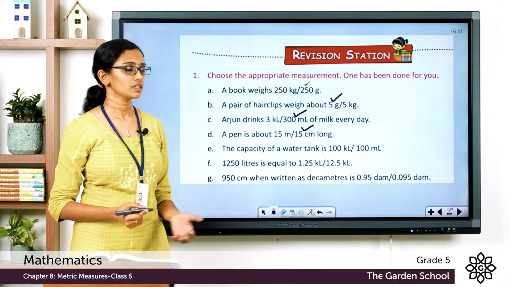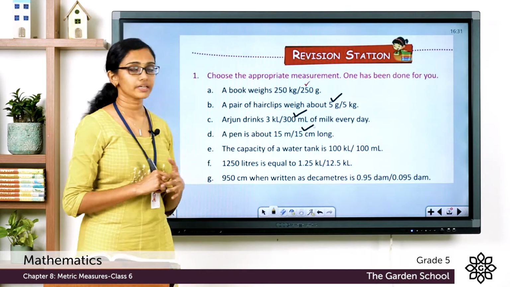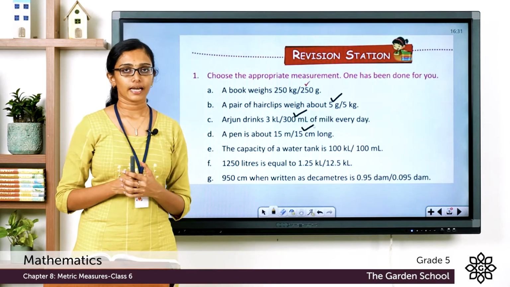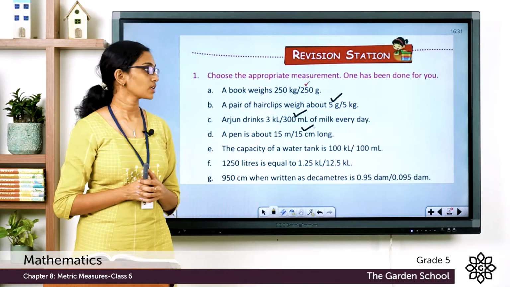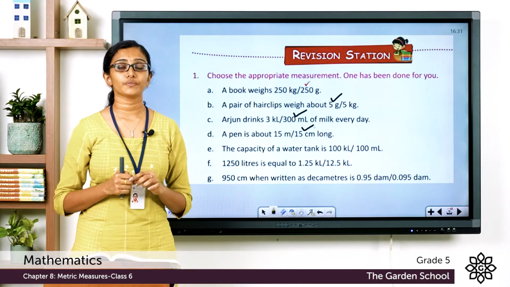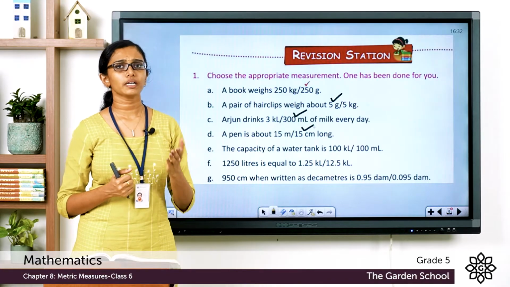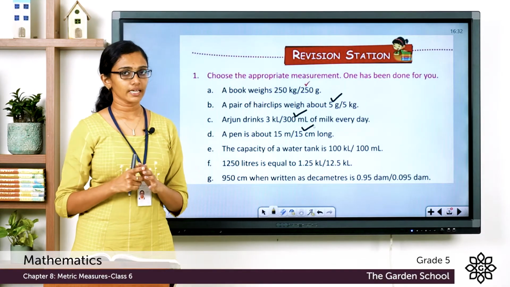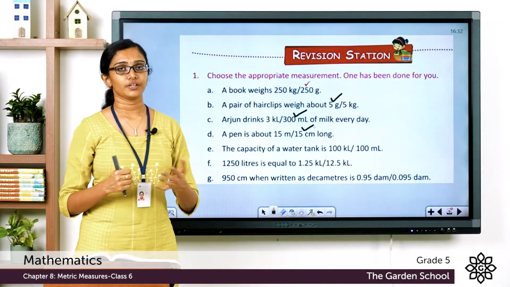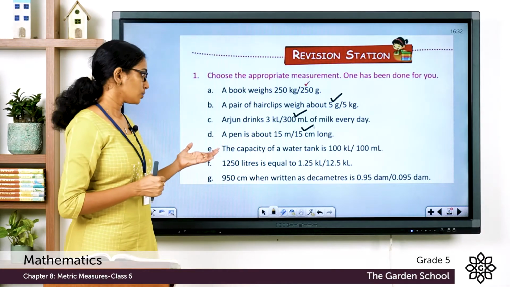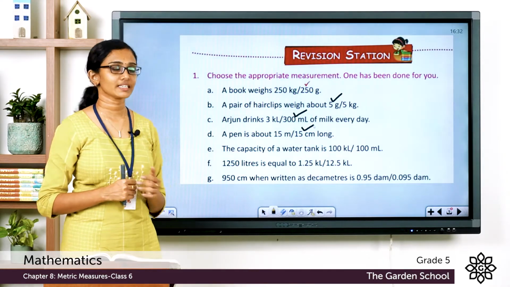Now question E. The capacity of a water tank is 100 kiloliters or 100 milliliters. You all have seen water tanks. Those are big tanks where we store water for different uses. 100 milliliter: what is the capacity of your water bottle? It might be somewhere around 500 milliliter or 1 liter or even 2 liters. So you have an idea about how much 100 milliliter is. Kiloliters means 1000 liters. That's a lot of water. So the capacity of a water tank might be 100 kiloliters. So let's take that option.